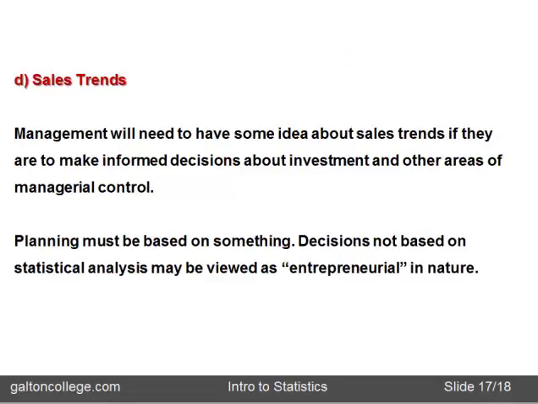Sales trends. Well, management need to have some idea about sales trends if they're to make informed decisions. And planning must be based on something. It must be based on information. And information comes to us from statistical analysis, from what we know about the world and the market and the customers and the production facilities and so on and so on. If it can be quantified and measured, then it can be analysed and decisions can be based upon it.